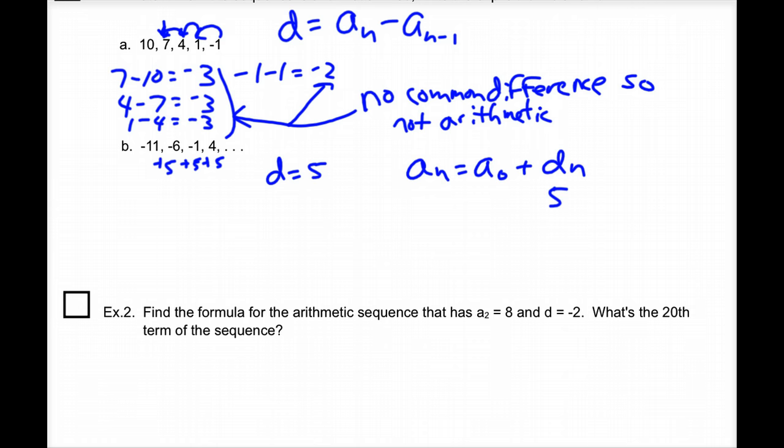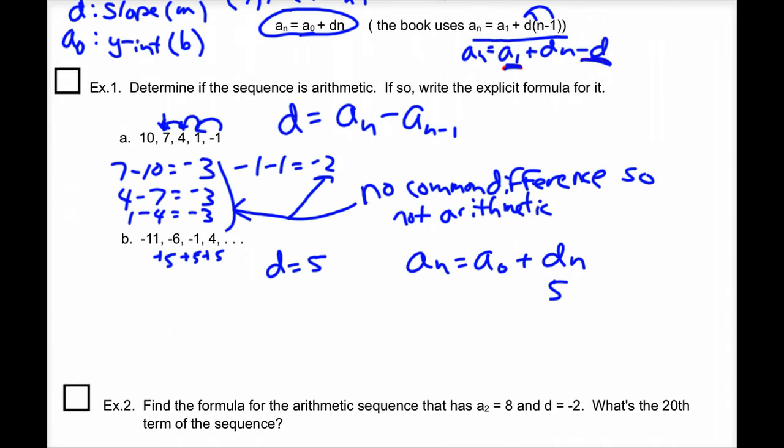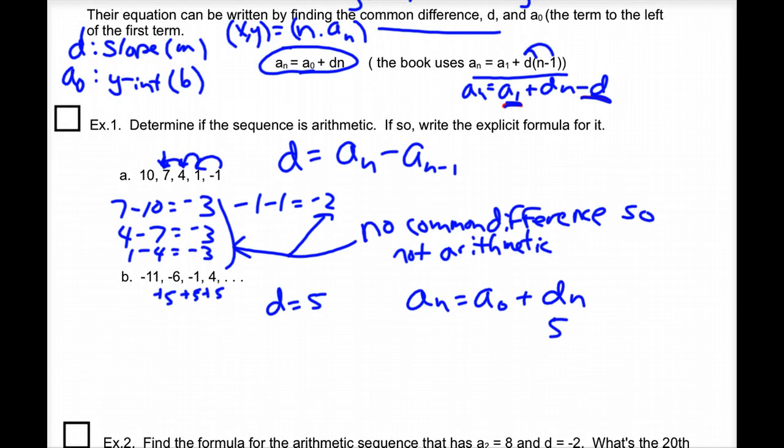Well, in order to finish these formulas, what you need to know besides D is A0. If you know A0, you're done. Now, you could plug in one of these points, and that's the significance of their formula. They're saying, you know what, we'll just plug in A1 up here. You know what A1 is. We'll just plug in a negative 11.